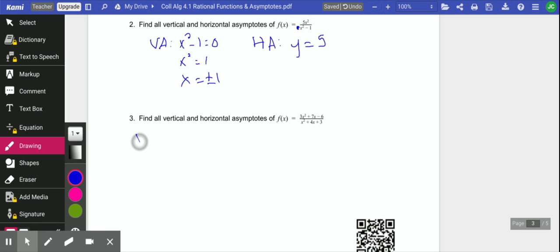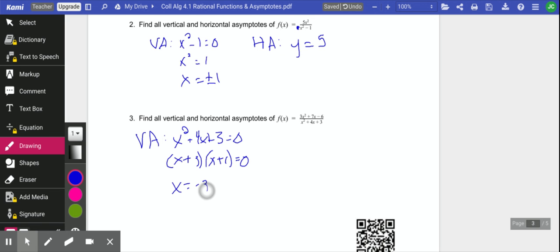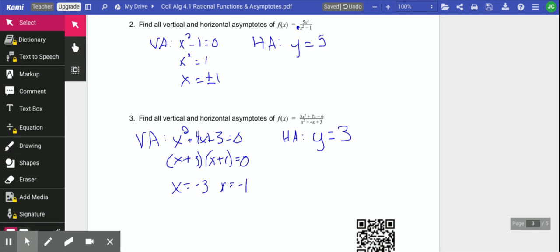All right, this next one, vertical asymptote. We're going to take our denominator and set it equal to 0. We'll need to factor that. So we get x equals -3 and x equals -1. Once again, we have two vertical asymptotes. For our horizontal asymptote, we're going to look at the degrees. They're both degree 2, so we're going to use the leading coefficients. Our horizontal asymptote is 3 over 1, which is just 3.